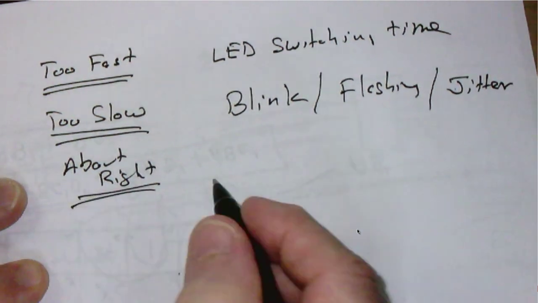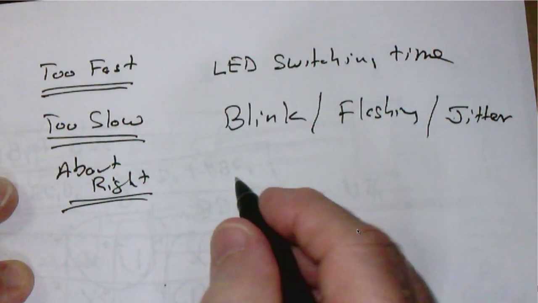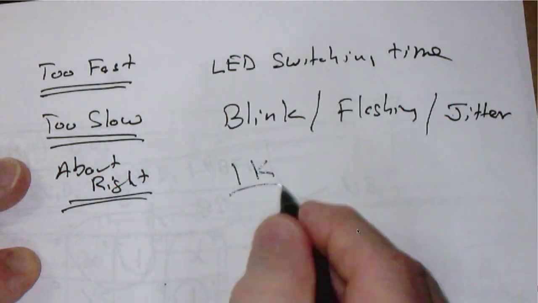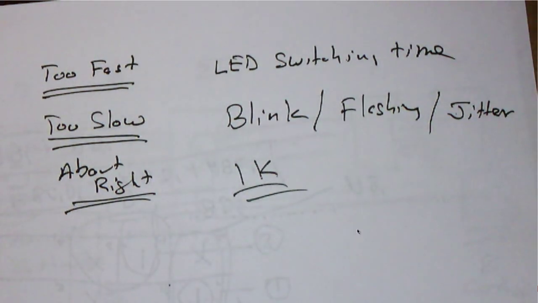Now, I encourage you to play around with the about right, but I've kind of concluded it's about a kilohertz. But you definitely have some wiggle room there, and you might play with it and see if you can make it look a little brighter by going faster or slower, or if it starts to have a little jitter or blinkiness to it.